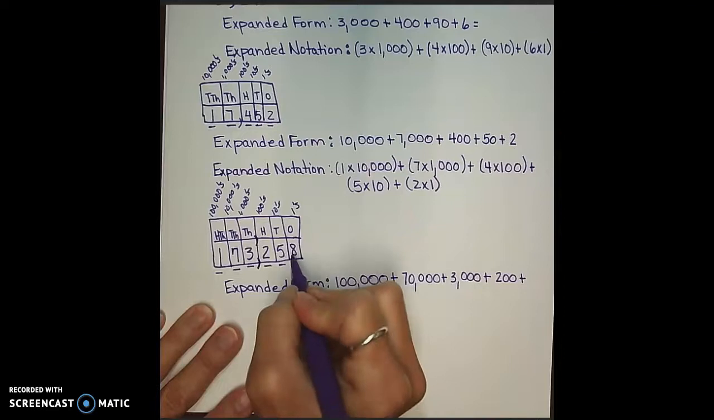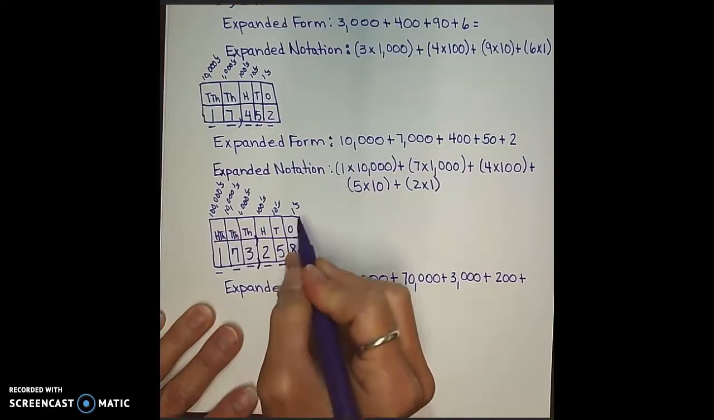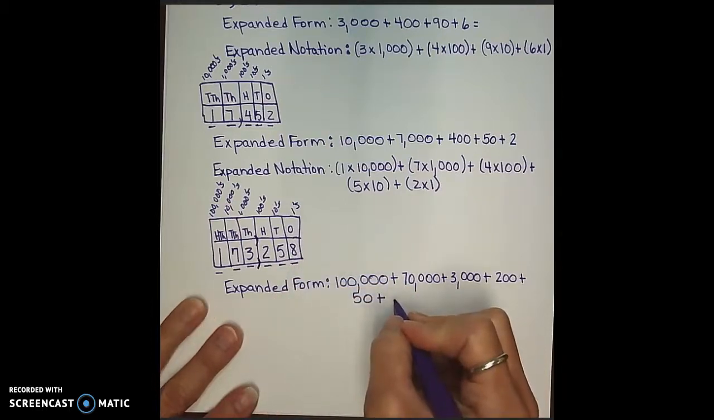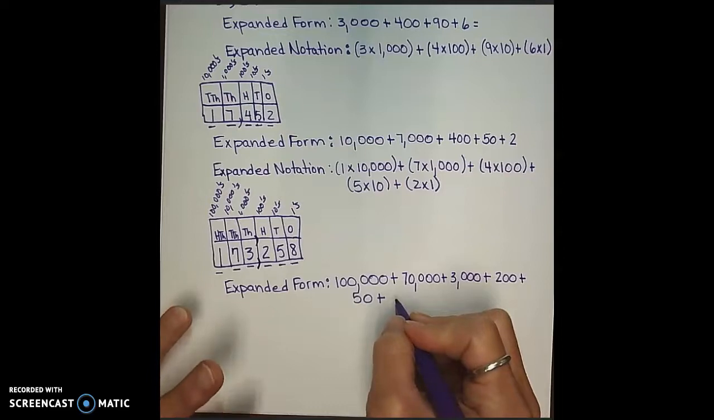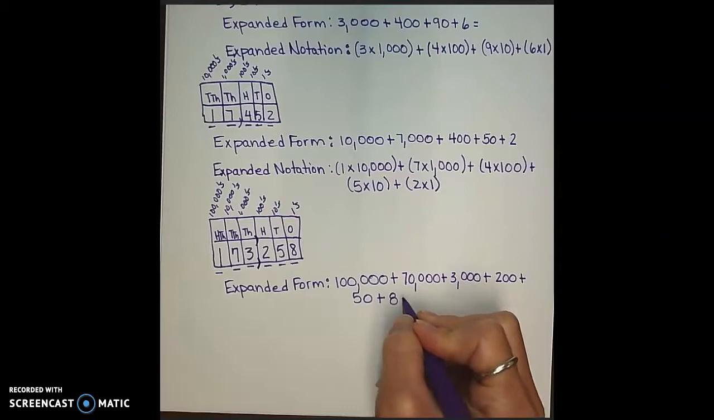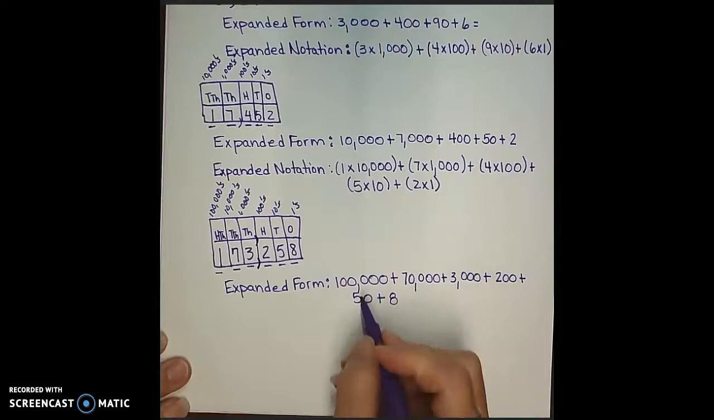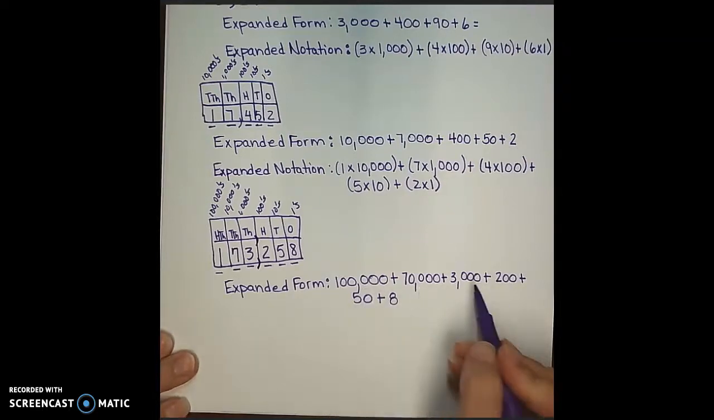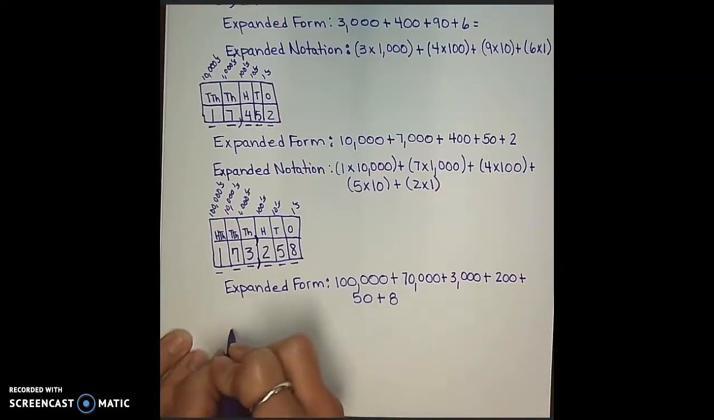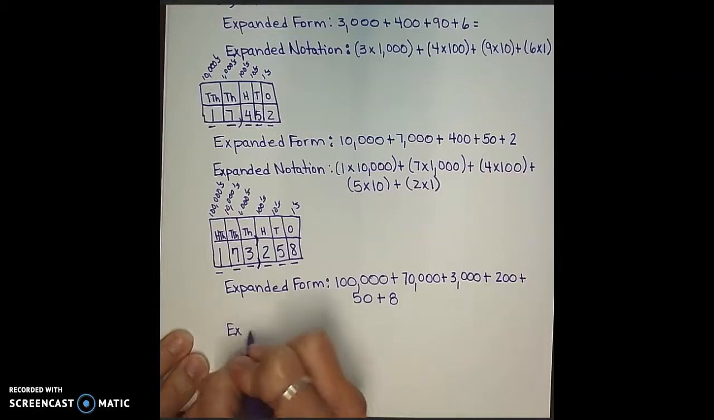Put my plus sign, and then I move to my ones place, and I have 8 ones. So the value of my ones place is going to be 1, 2, 3, 4, 5, 6, 7, 8. And remember, we're still decomposing our number. Okay, so I have 100,000 plus 70,000 plus 3,000 plus 200 plus 50 plus 8. Then I look at the expanded notation form.